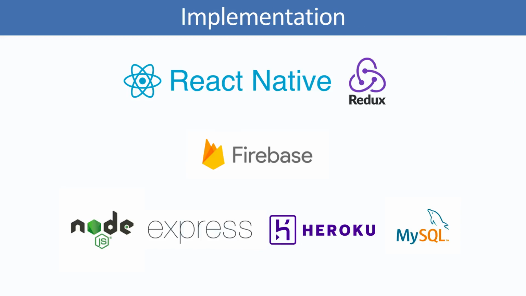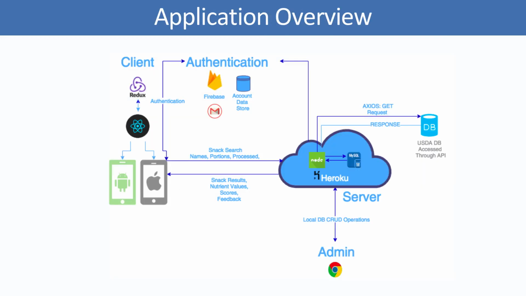So this was what we actually used to implement the app. We used React Native, Redux, Firebase, Node Express, Heroku, and MySQL. And this is the application overview. Essentially we have Redux for complex state management inside of a React Native application that compiles down to both Android and iOS. And we leverage Firebase for authentication and account data store.